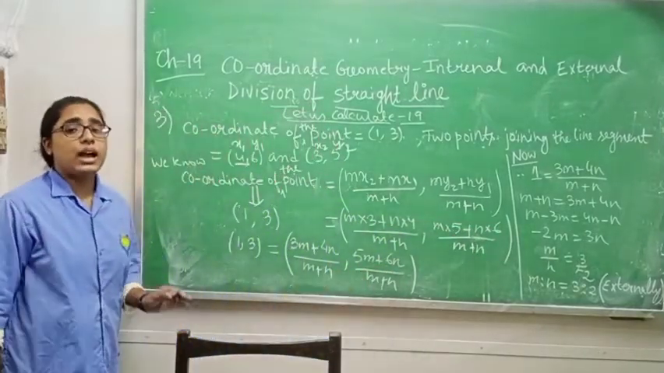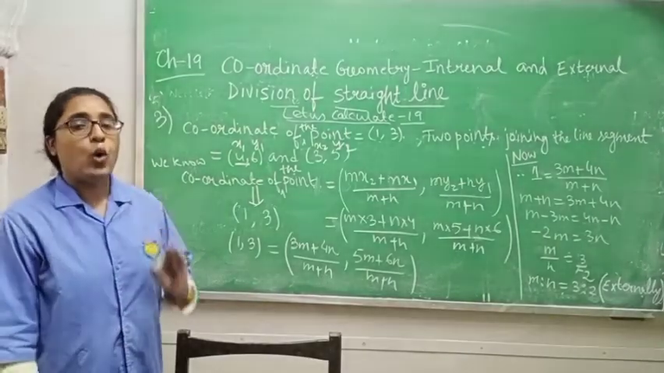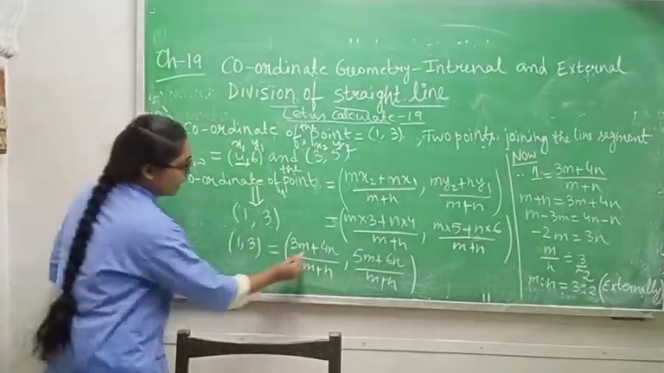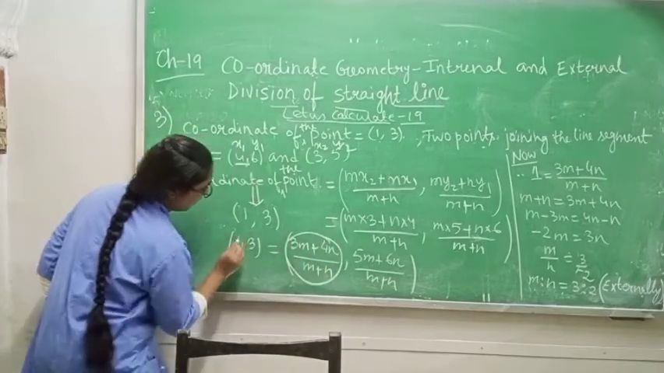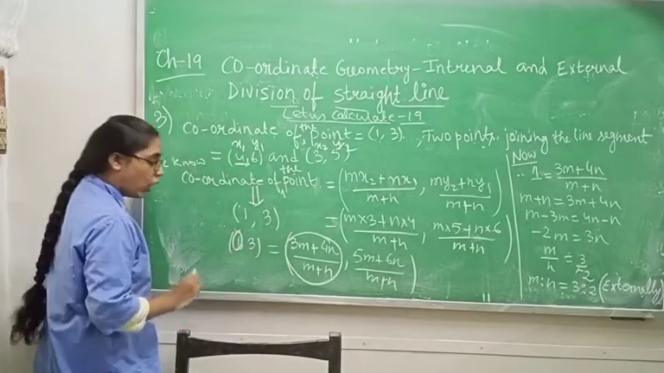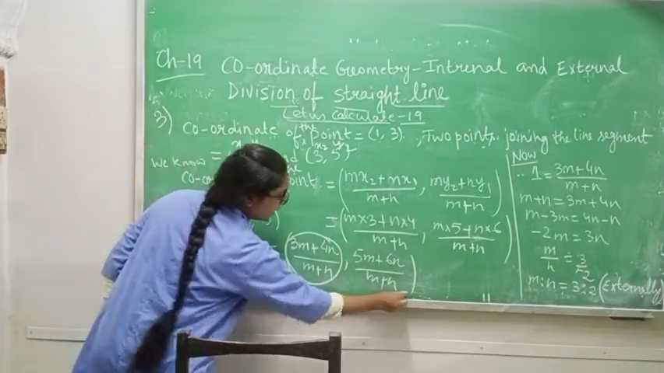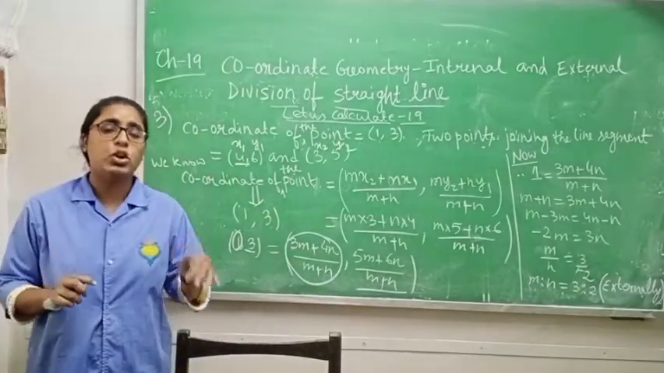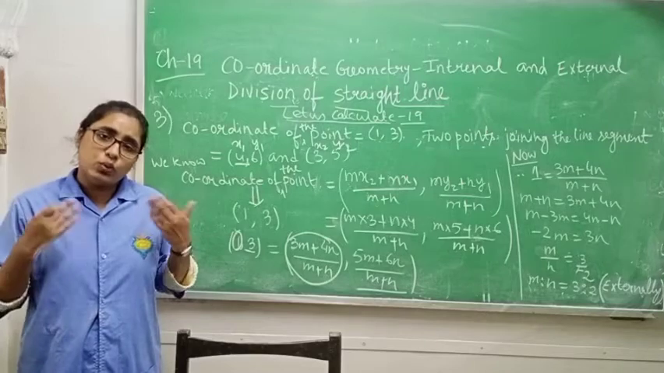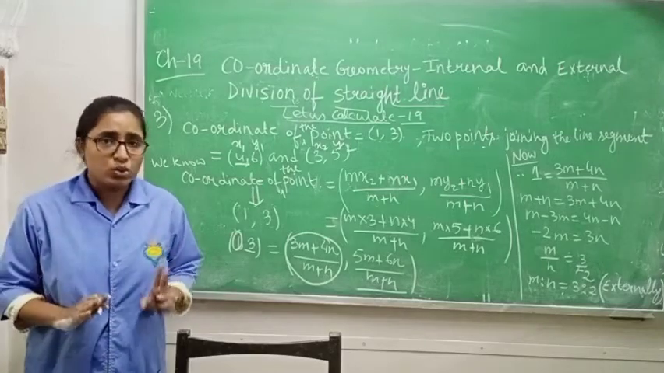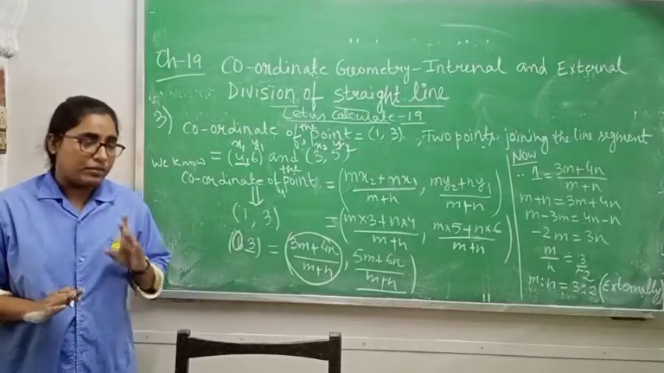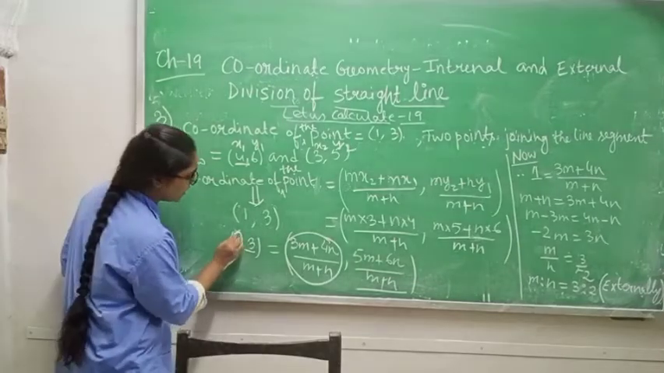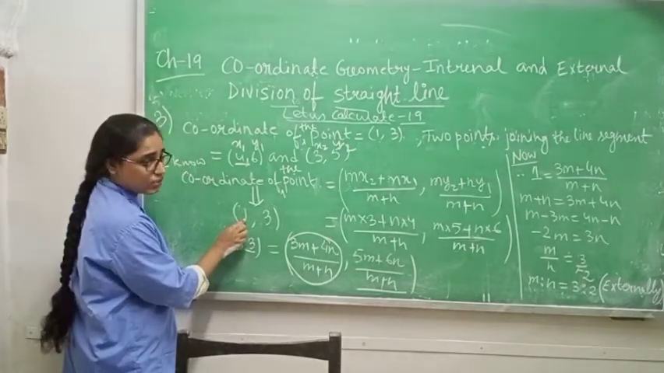Now whenever they ask you to find ratio, what will you do? You will equalize this one with this, or you can equalize this one with this. You can equalize any one of these, not both. Because if you do both, you will get the same answer. No need to do both, you will do only one. Means what you will do, you will equalize the x-axis. Here it is x-axis, you know.